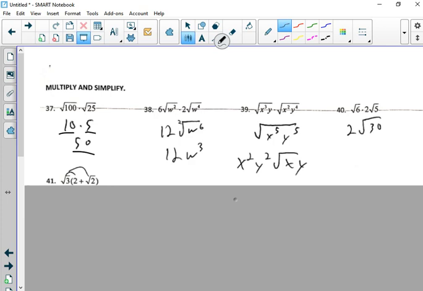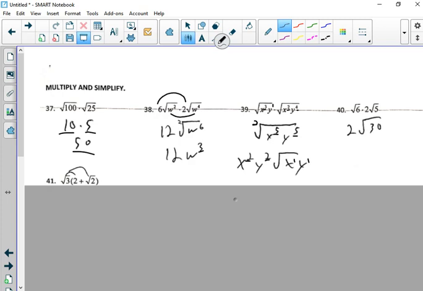Okay? Outside times outside is 12. Inside times inside gives us W to the 6th. 6 divided by 2 is 3, so it's 12W cubed. On this one, 3 plus 2 is 5. 1 plus 4 is 5. And we divide by 2, so that's 2 pair, 1 left over, 1 left over.